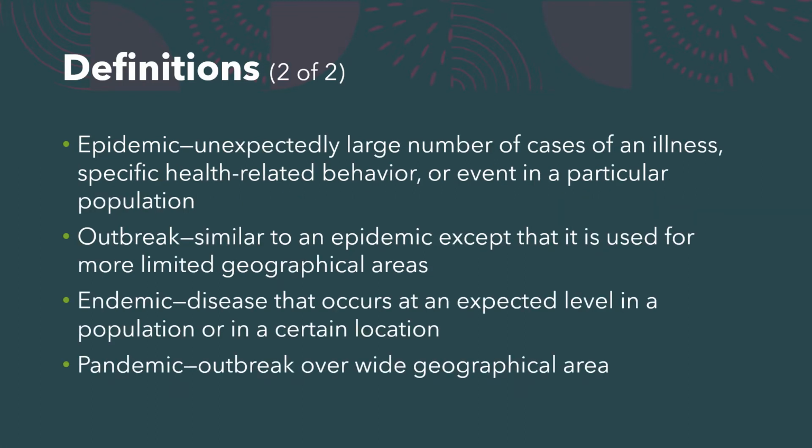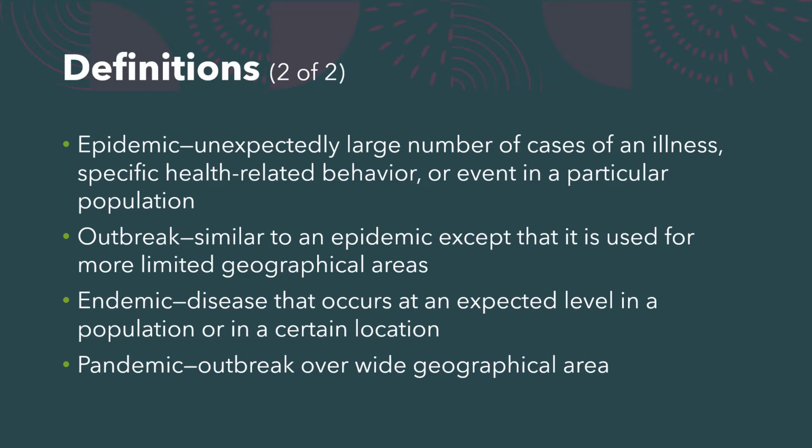So when we're talking specifically about the epidemiology of communicable diseases, which is what most of us are familiar with, we can use a variety of different definitions. So an epidemic is an unexpectedly large number of cases of an illness or event in a particular population. So for example, if there's a new strain of flu, and it is unusually high in a particular state, then that could be considered an epidemic because it's unexpectedly large.